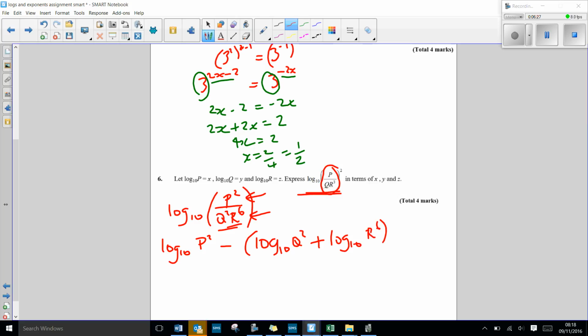I'm then going to deal with my powers. I know that when the power's here, it can come in front, so this can be written as 2 log base 10 of p, subtract 2 log base 10 q plus 6 log base 10 r. Then all we do is look up and substitute for x, y, and z. So this would be 2x minus 2y plus 6z.